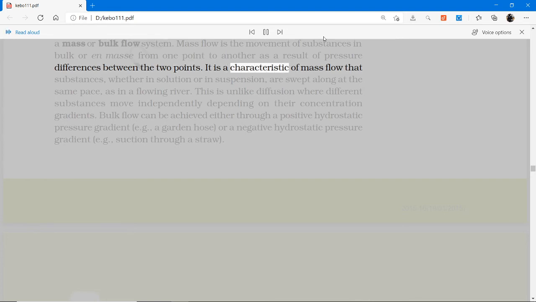It is a characteristic of mass flow that substances, whether in solution or in suspension, are swept along at the same pace, as in a flowing river. This is unlike diffusion, where different substances move independently depending on their concentration gradients. Bulk flow can be achieved either through a positive hydrostatic pressure gradient, example a garden hose, or a negative hydrostatic pressure gradient, example suction through a straw.